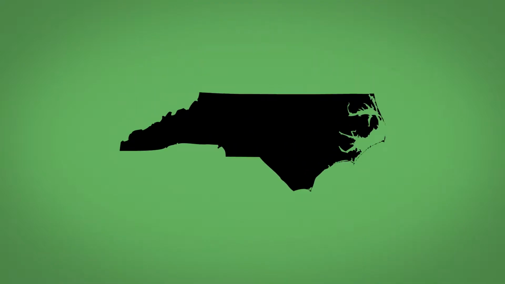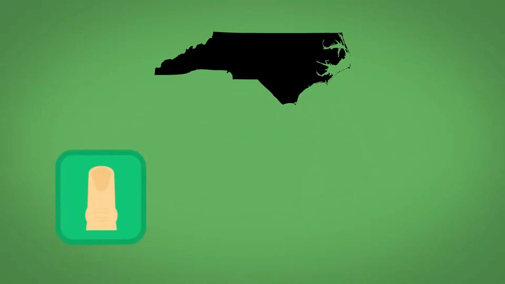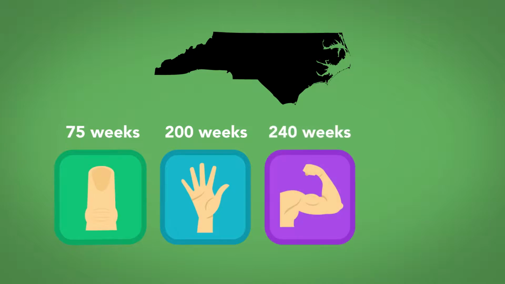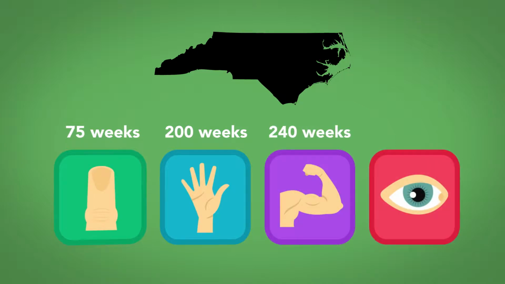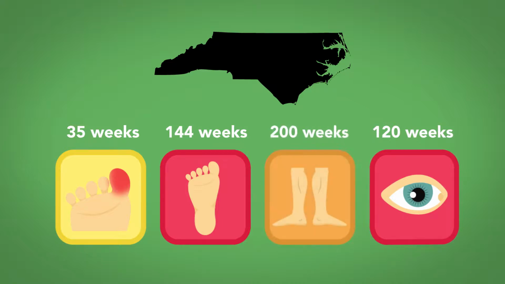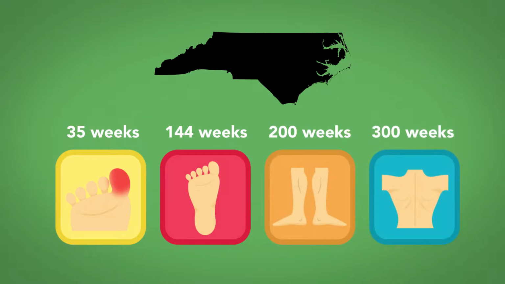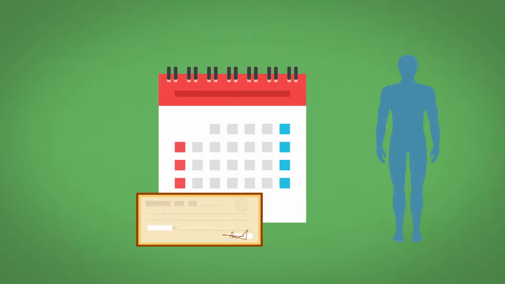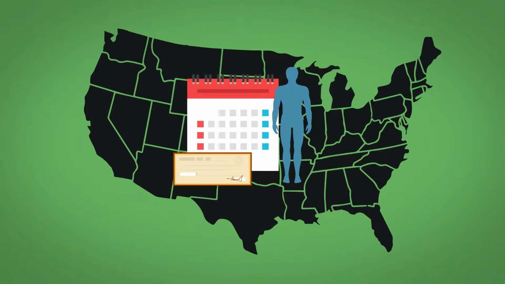For example, North Carolina law includes the following weeks of benefits for each body part: thumb, 75 weeks; hand, 200 weeks; arm, 240 weeks; eye, 120 weeks; great toe, 35 weeks; foot, 144 weeks; leg, 200 weeks; back, 300 weeks. The number of weeks of benefits to which a worker is entitled for a particular body part will vary from state to state, as may some of the body parts that are specifically included in the scheduled injury statute.